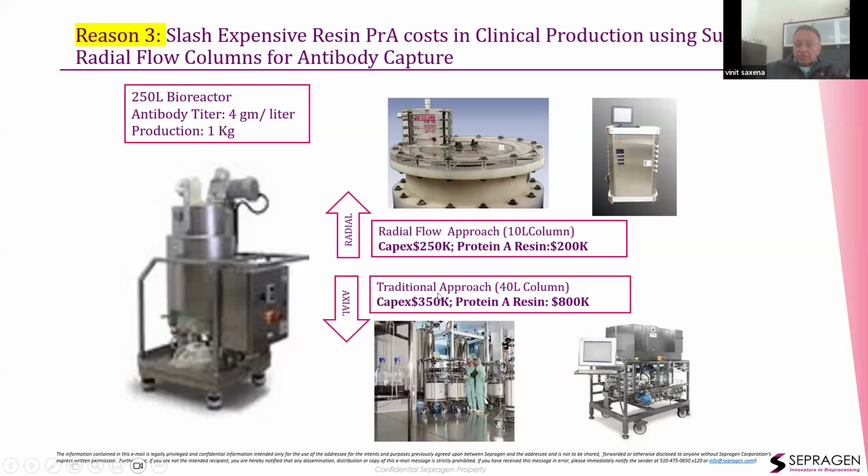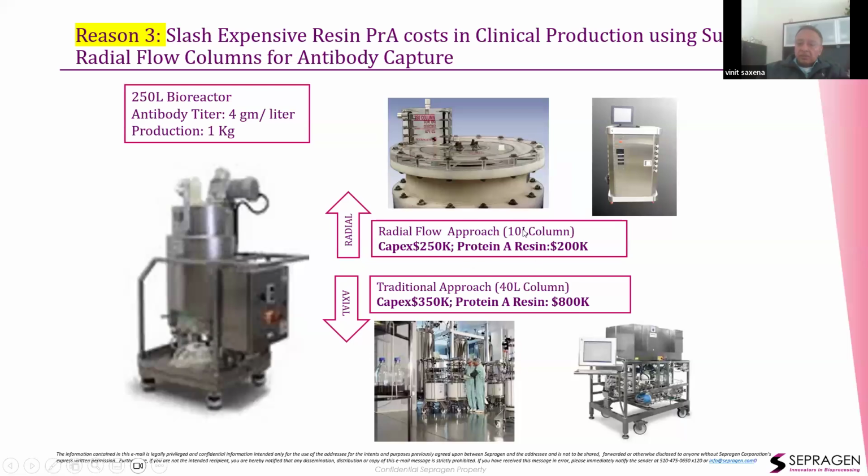They had an axial flow column, 40-liter column. Okay, so this was in clinical phase, late stage clinical. They are making large quantities of antibody for clinical process. They had a 40-liter column. This step was taking them 1 day. And this is old data now. So that was $800,000 of protein A, which by today's standard is double that price. Okay, and the CapEx for the equipment and the system was over $350,000, which again, it could be close to double that today. Now, they decided that was taking them 8 hours.